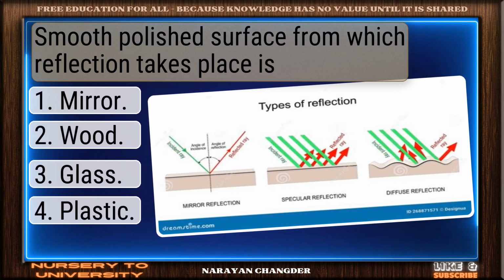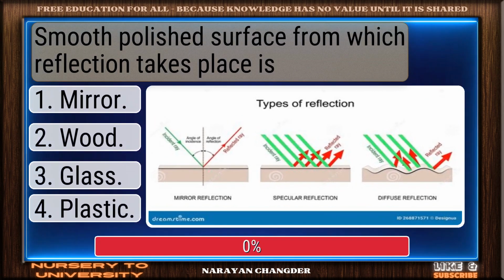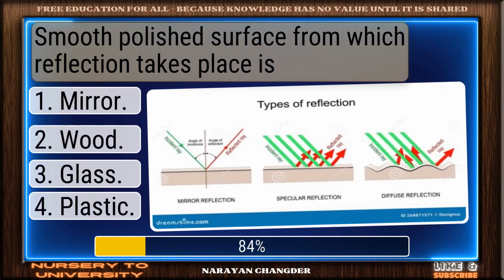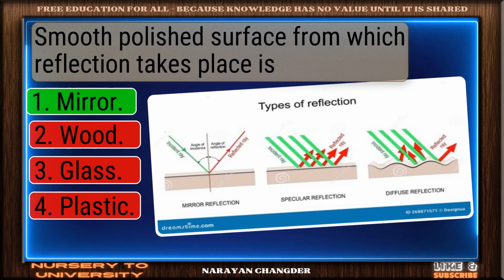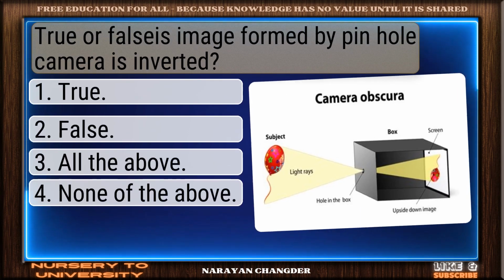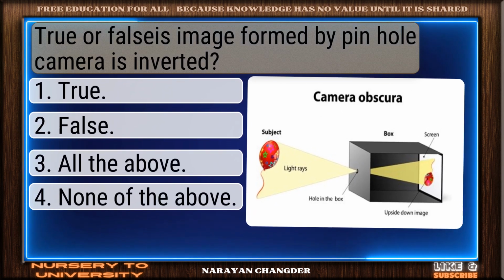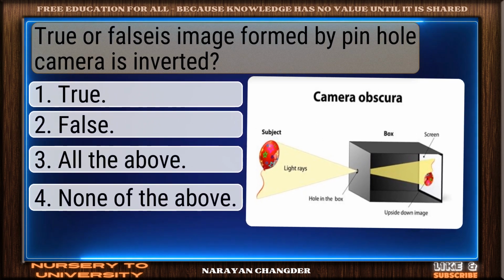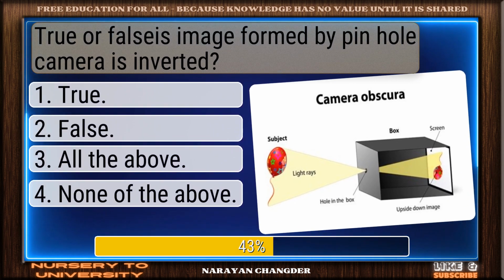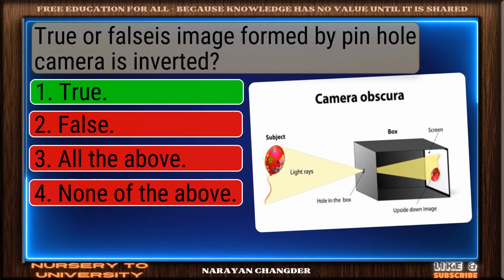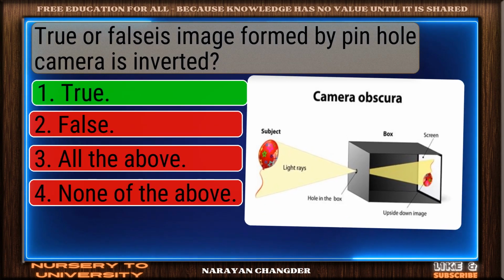Smooth polished surface from which reflection takes place is. Great job. Mirror is the accurate answer. True or false, image formed by pinhole camera is inverted. Sharp thinking. True is the right choice.